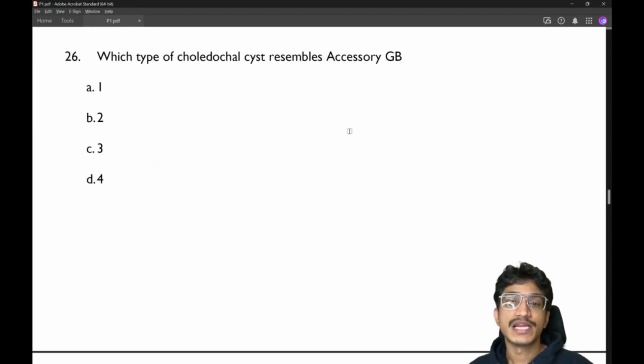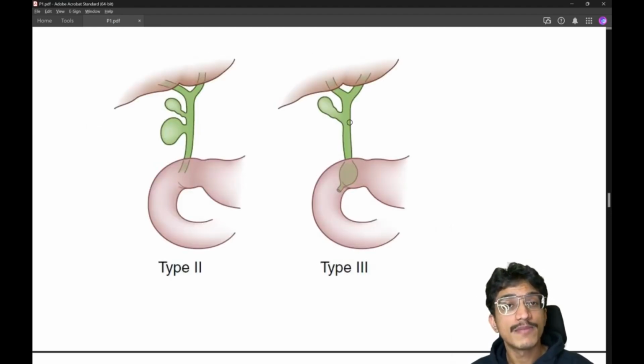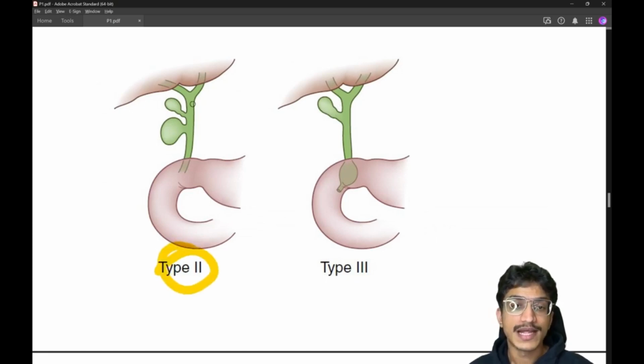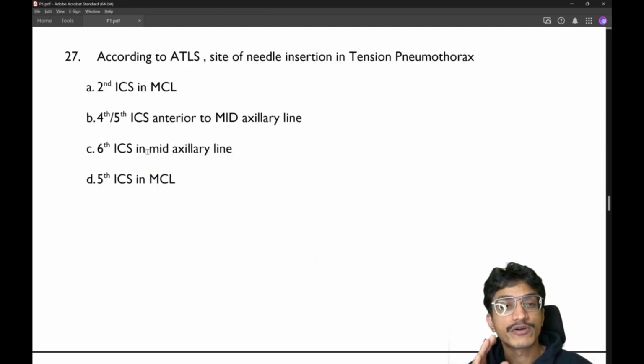Choledochal cyst resembling type accessory gallbladder, very easy, very straightforward, that is type 2, which is what you see in this figure taken from Sabiston. So it is a straightforward type 2.